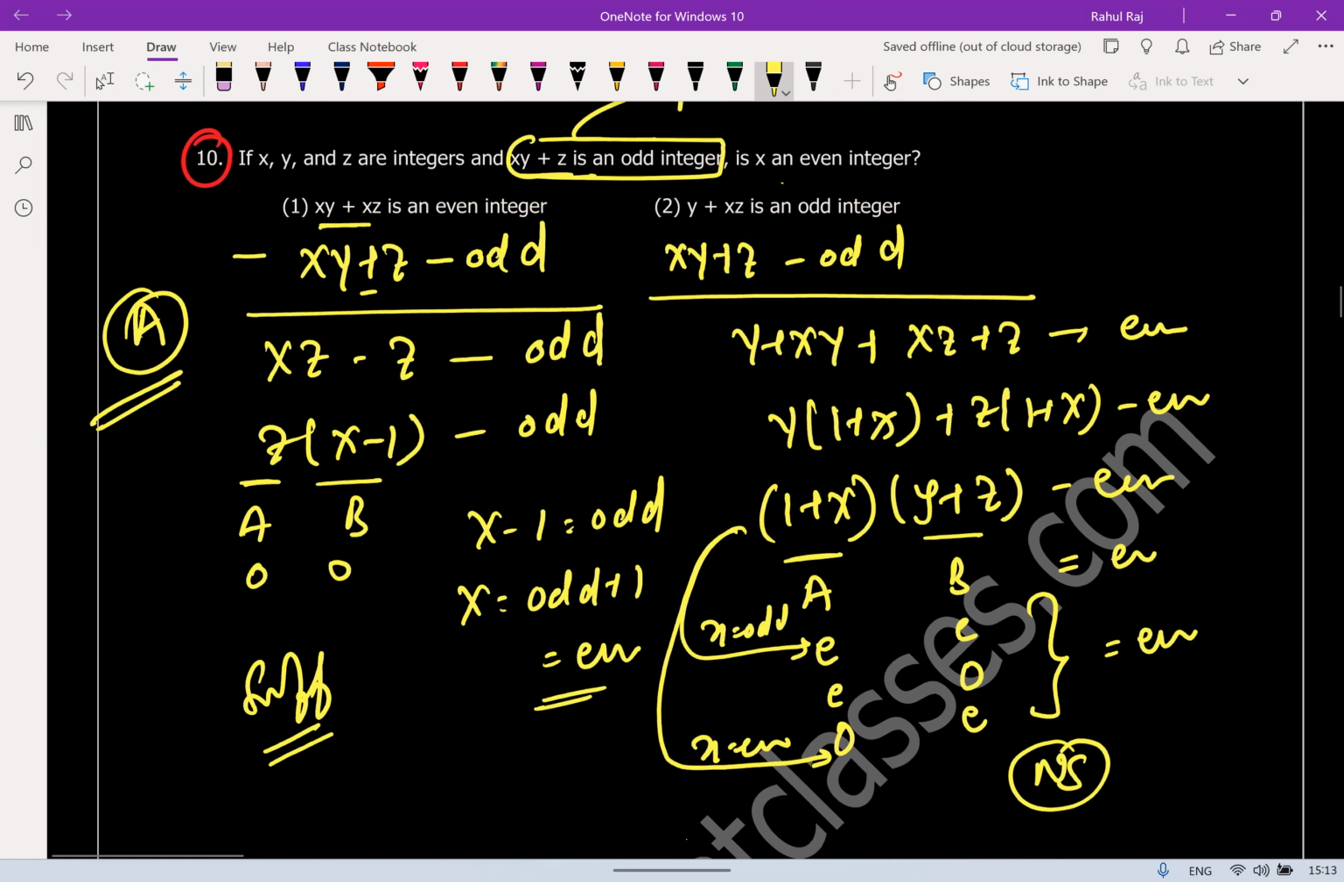Why A is the right answer? Yes. Any doubt over here? Sarthak, any problem here? Sudarshana, yes, any problem?